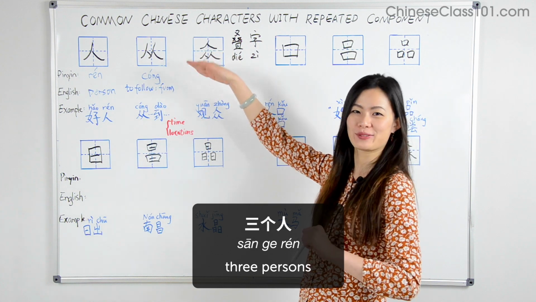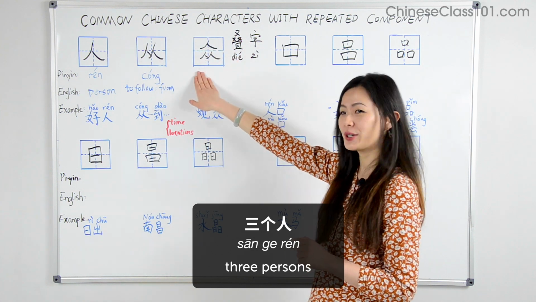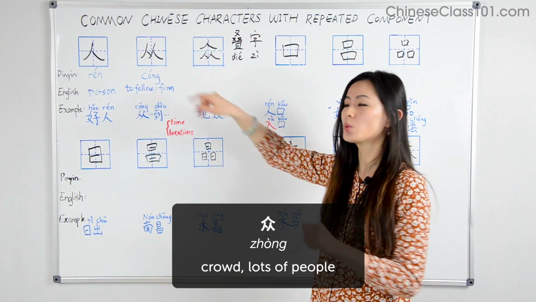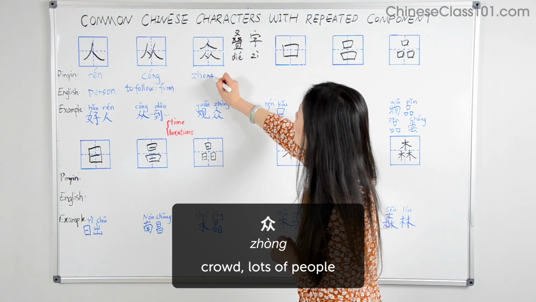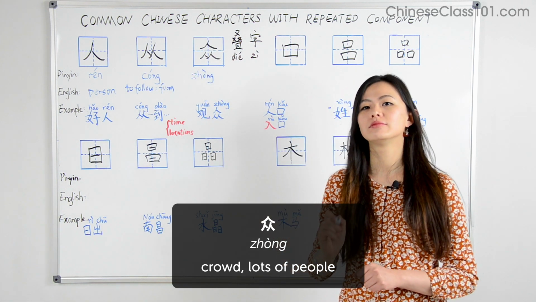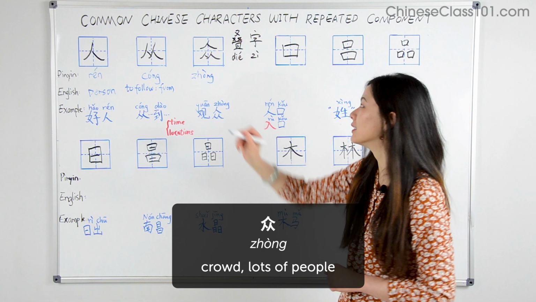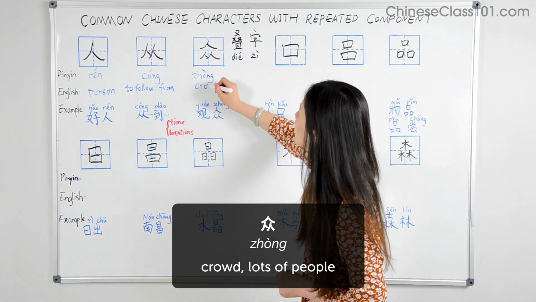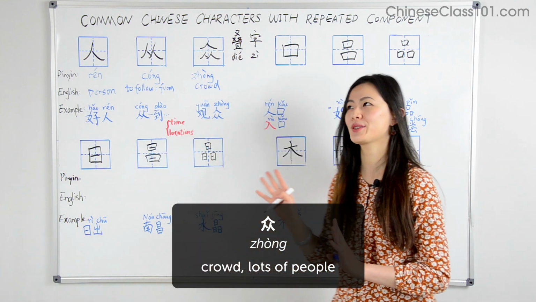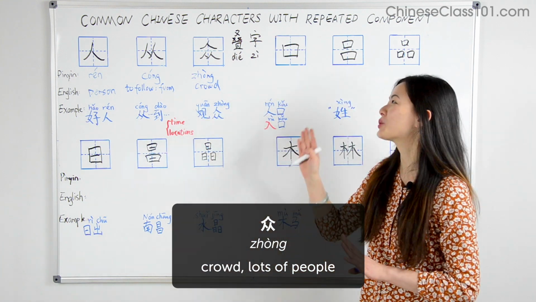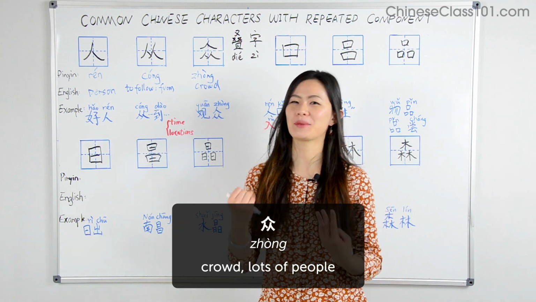Now, what happens when we have 三个人, three persons stacked together? This 叠字 of 人, this one, is pronounced as 众. 众 means crowd. Or lots of people, which is pretty self-explanatory, isn't it? 众, three 人 means a lot of people.